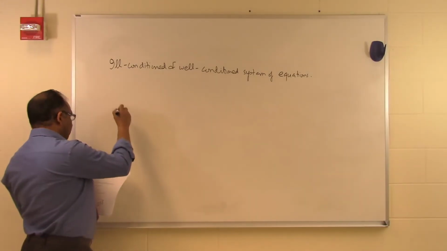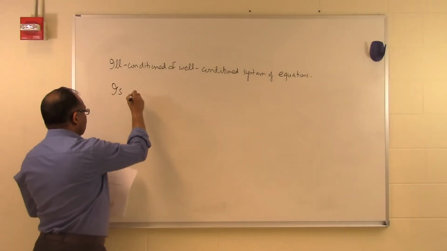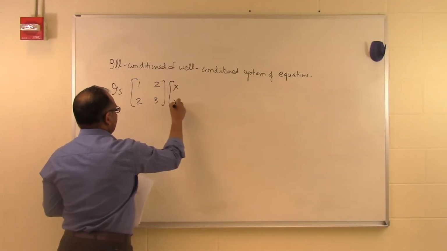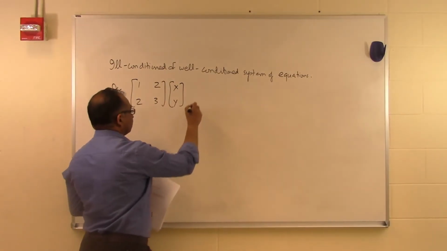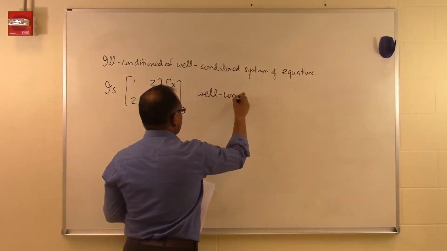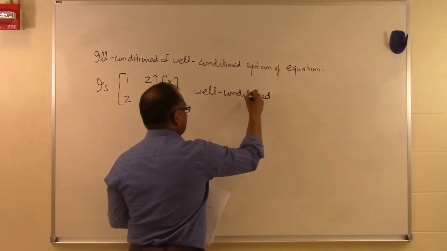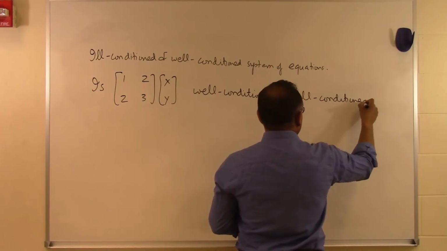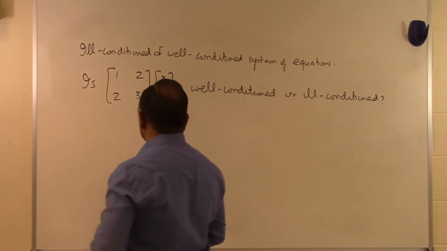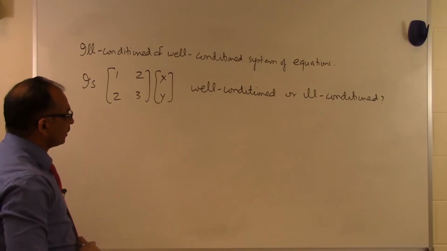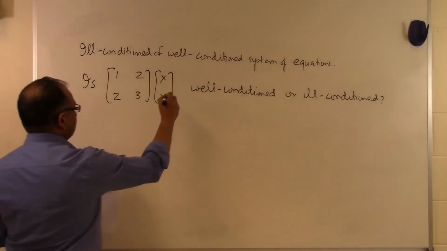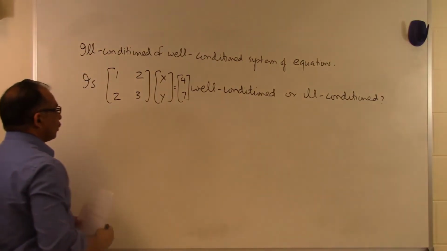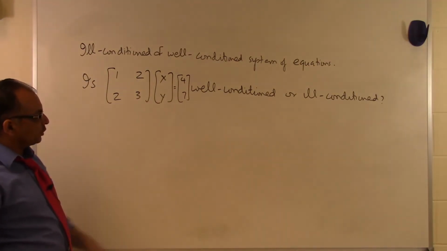Let's see if this system of equations, [1, 2; 2, 3] times [x, y], is well-conditioned. This system of equations, is it well-conditioned or ill-conditioned? So we just want to illustrate whether it is well-conditioned or ill-conditioned. I didn't put the right hand side here, there should be 4 and 7. So if we have this system of equations, is it well-conditioned or ill-conditioned?